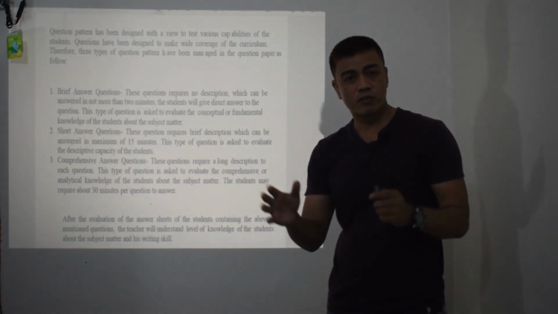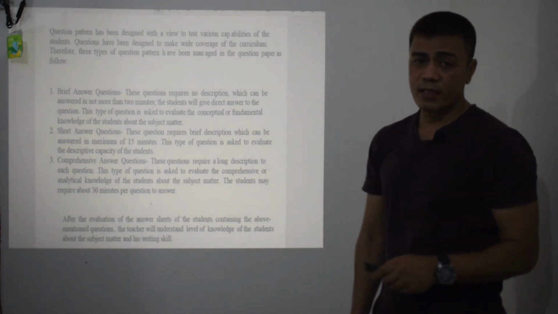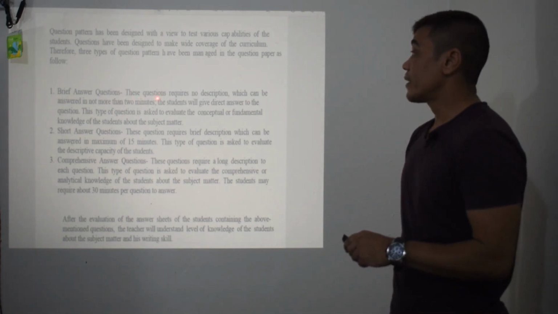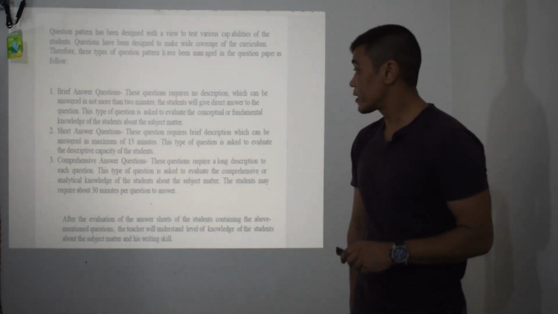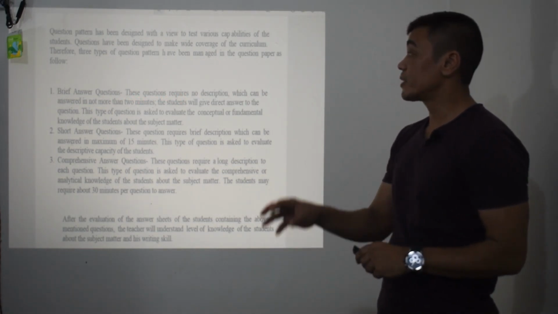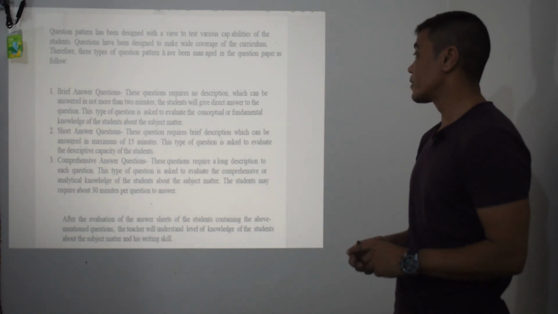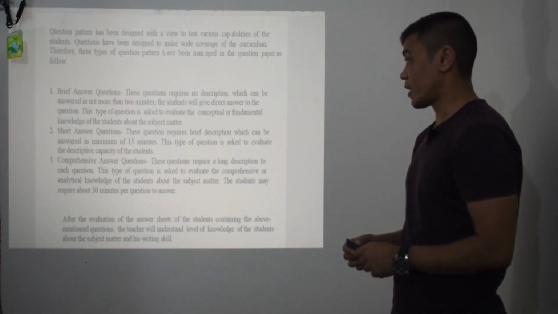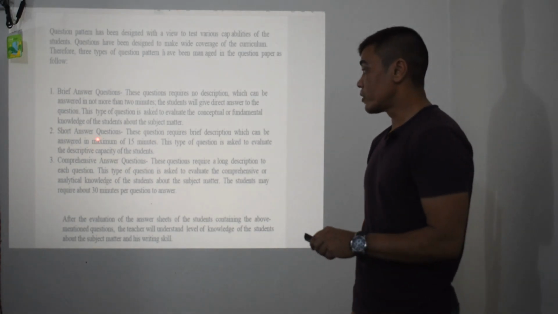How much time is to be allocated is given here. There are three groups of questions. One is brief answer questions, which require no description and can be written within 1 to 2 minutes. You need to give the direct answer. Don't waste time.